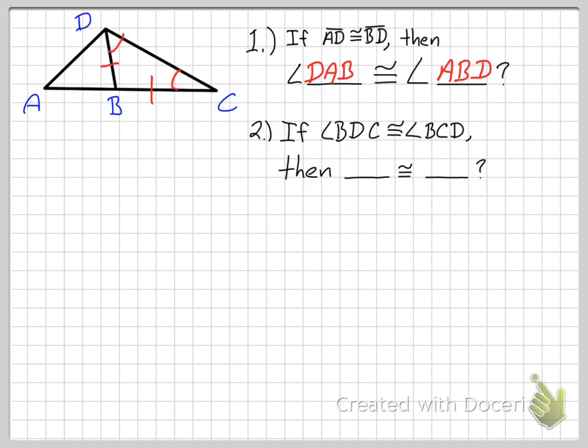So again, line segment BD and line segment BC. I know it doesn't look like it in this diagram, but it's just not drawn to scale. But again, if you know that those two angles are congruent, BDC and BCD, then line segment BD must be congruent with line segment BC.